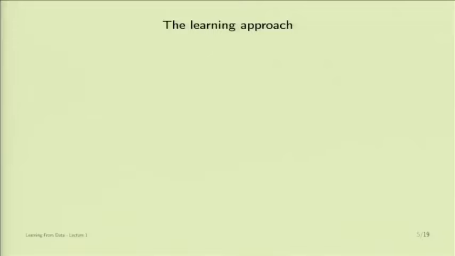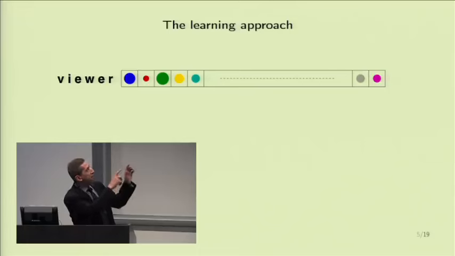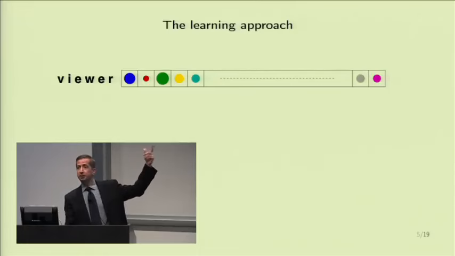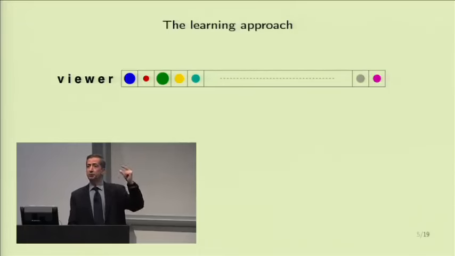So let's look at the learning approach. In the learning approach, we know that the viewer will be a vector of different factors and different components for every factor.